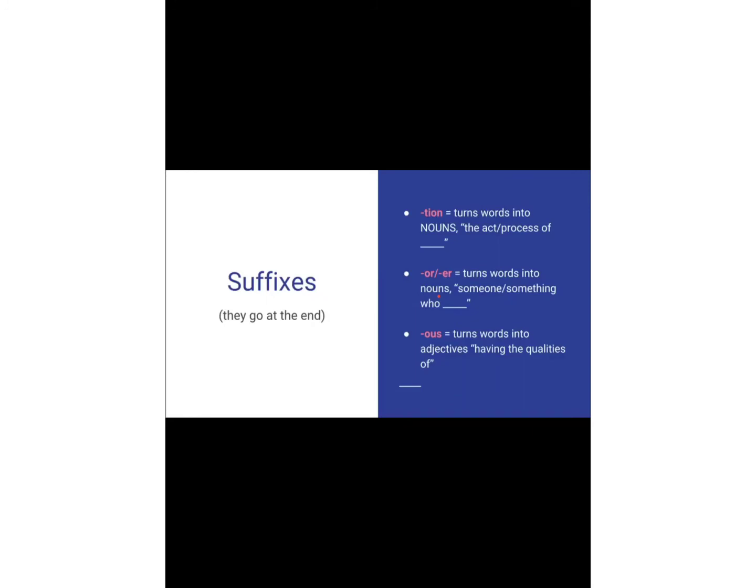Move along. O-U-S. These letters turn words into adjectives. Again, these letters turn words into adjectives. What are adjectives again? They are describing words. So I might say tremendous or fabulous. These are words that describe nouns. They describe people, they describe places, they describe things, they describe ideas. Do not forget. These are very important three. I need you to know what part of speech they turn things into.